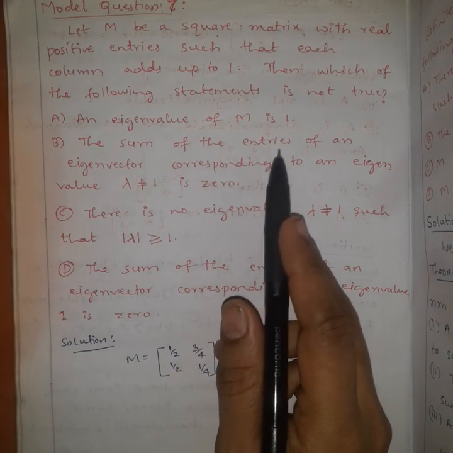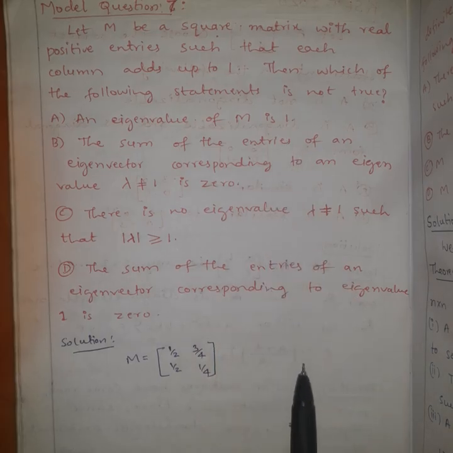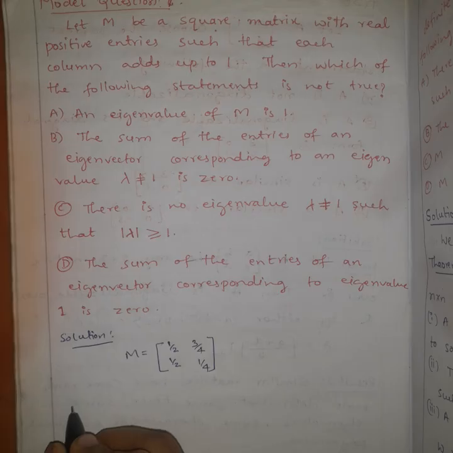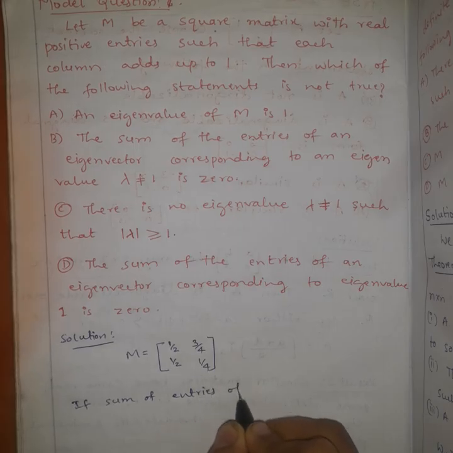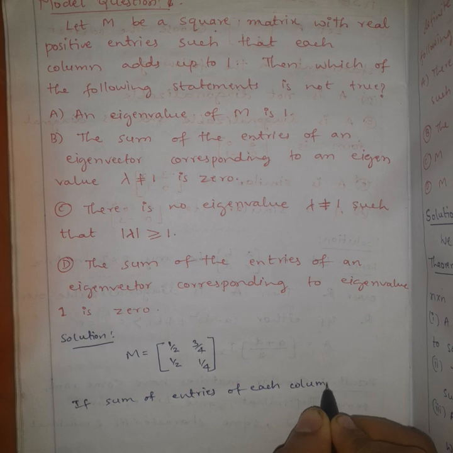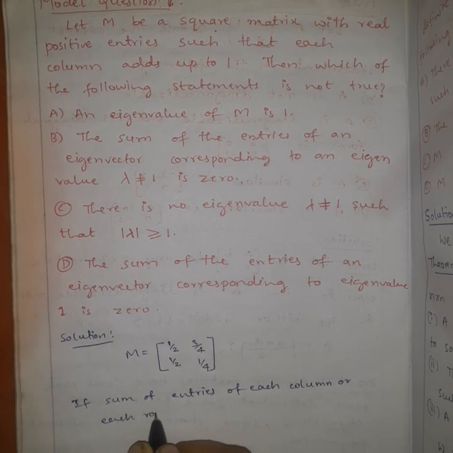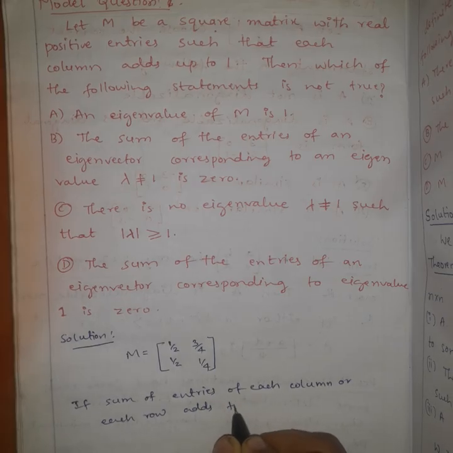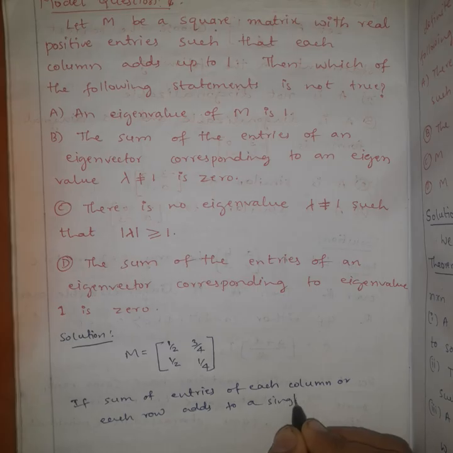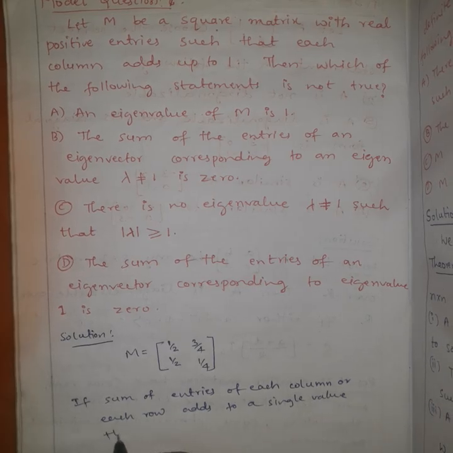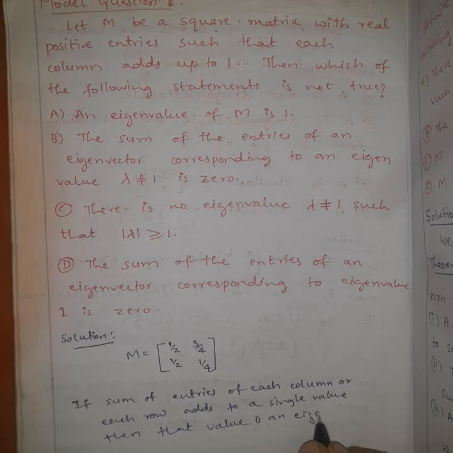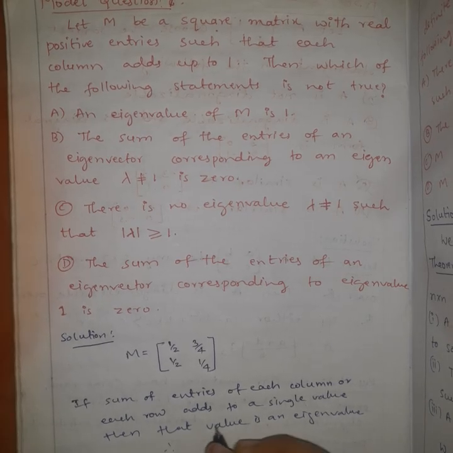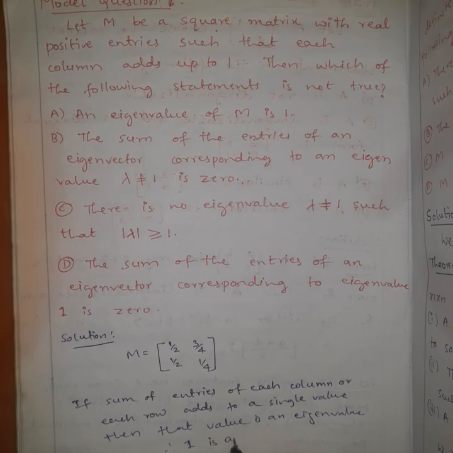First option, an eigenvalue of M is 1. This is true because we have one of the results: if the sum of entries of each column, or each row, adds to a single value, then that value is an eigenvalue. Therefore, 1 is an eigenvalue of M.